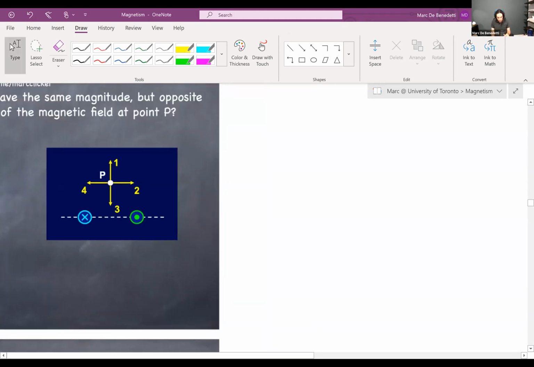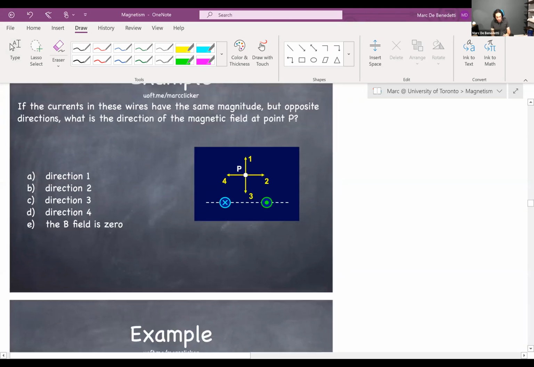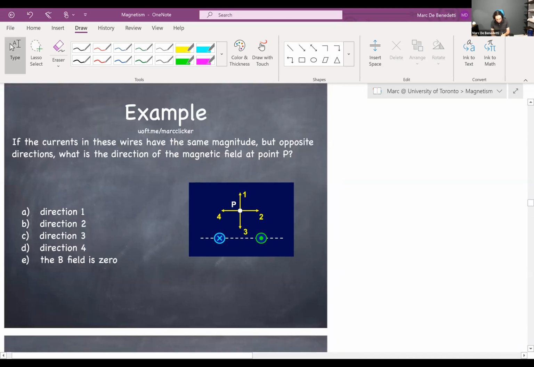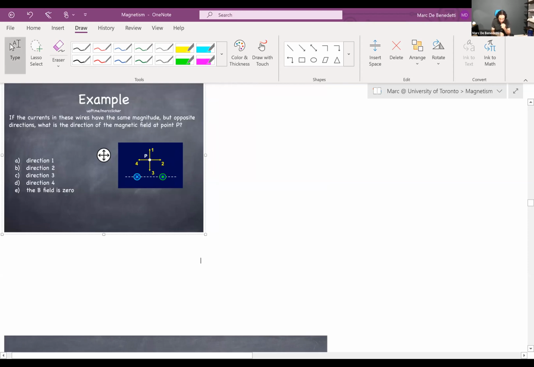Okay, so it's still early in the morning, and I want to see how awake you guys are. So I am going to launch a poll here. You're going to see a poll come up on your screen, and I'm going to shrink this slide so you can see it. So here's the question. If the currents in these wires have the same magnitude but opposite directions, what is the net magnetic field at point P?